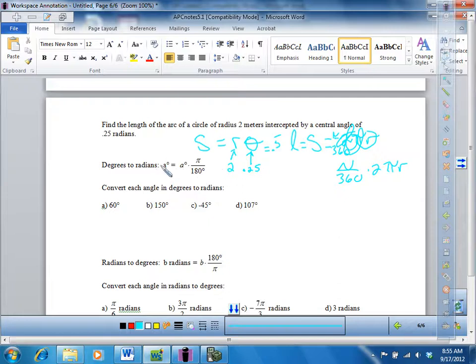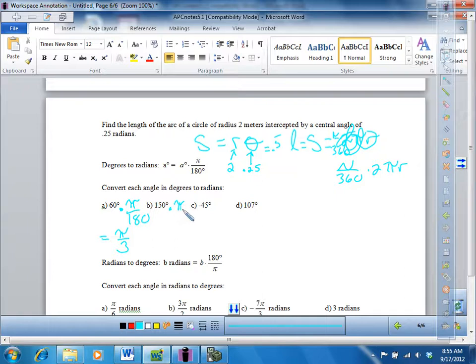Okay? To convert degrees to radians, you multiply by pi over 180. Got it? So for example, if I wanted to change 60 degrees into radians, 60 goes into 180 how many times? 3. Pi over 3. You guys understand that? Okay? I just divide by 180 and multiply by pi. And you leave things in terms of pi. You don't want to round off to 3.14159 or anything like that.